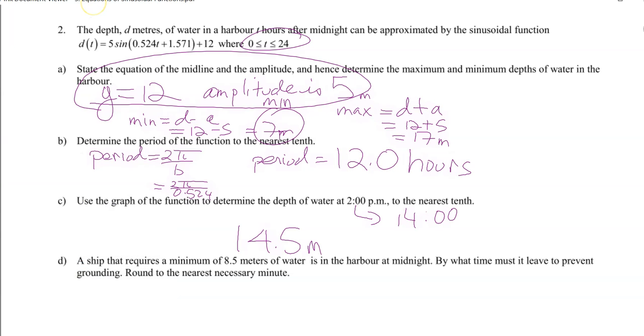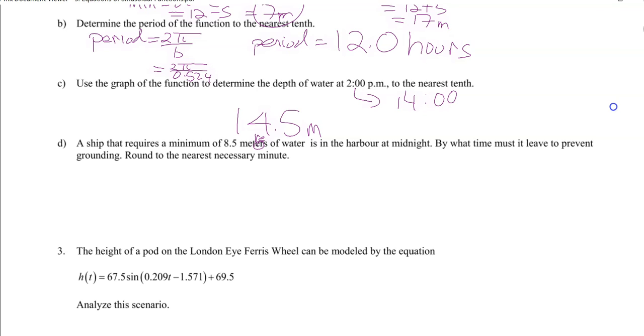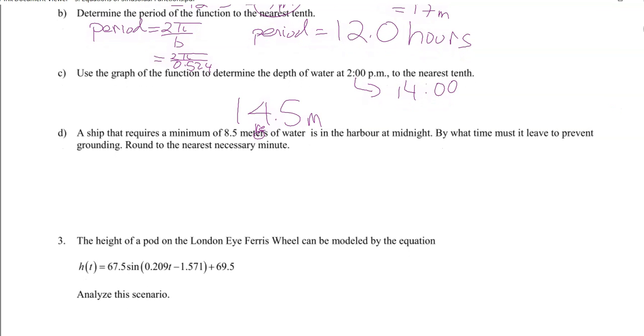What's the next one say? Ship that requires a minimum of 8.5 meters, misspelled meters, M-E-T-R-E-S, is in the harbor at midnight. By what time must it leave to prevent grounding?